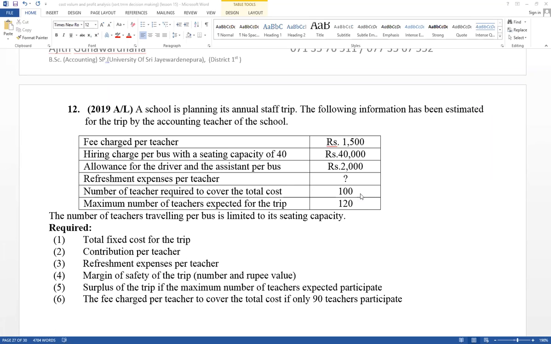Now it has given break-even point quantity. This is a break-even point quantity. Number of teachers required to cover the total cost given. But refreshment per teacher variable cost per unit is not given. And maximum number of teachers expected for trip 120. 120 maximum number of teachers expected.